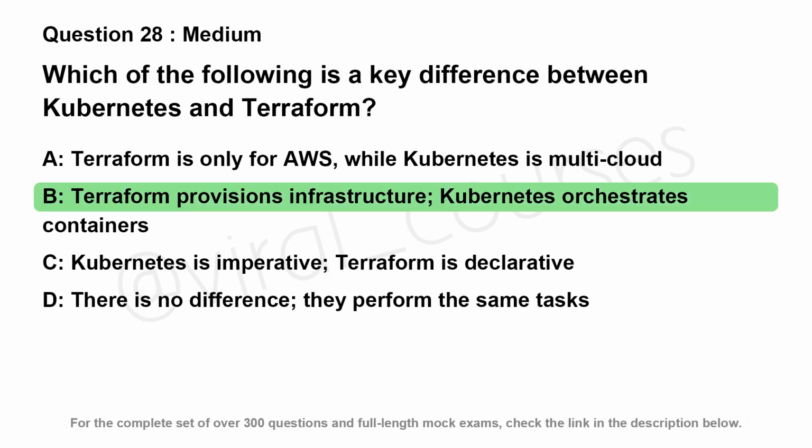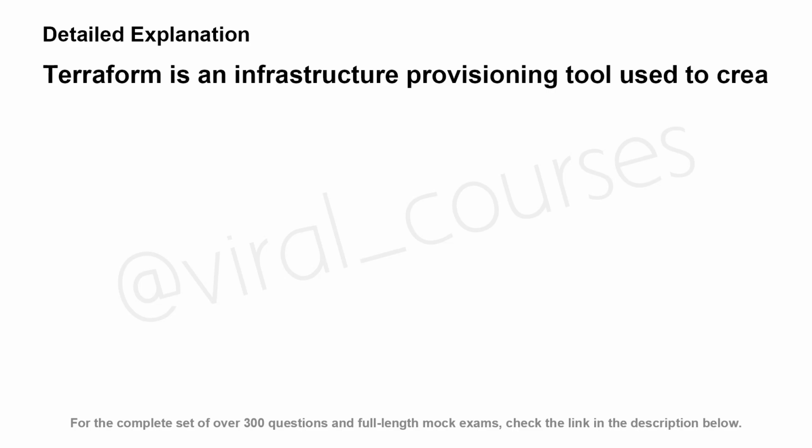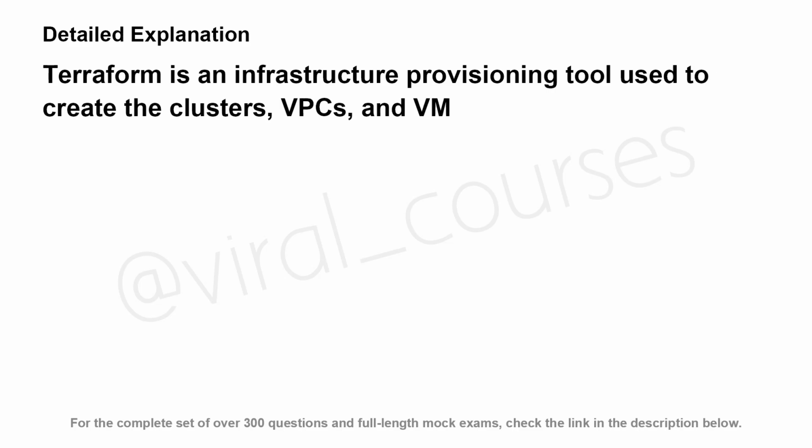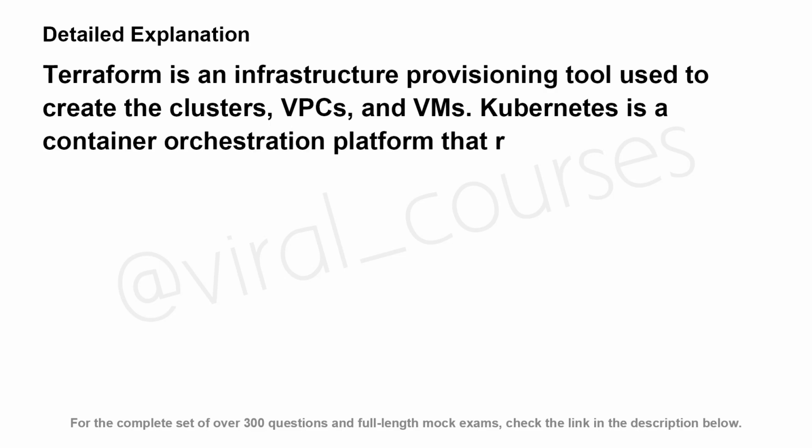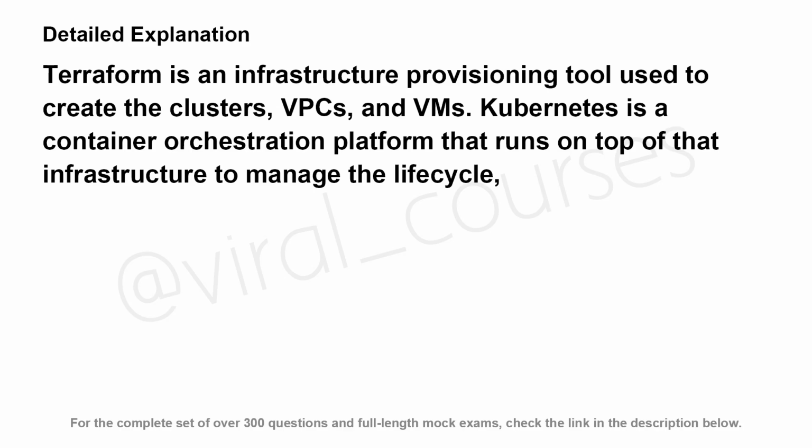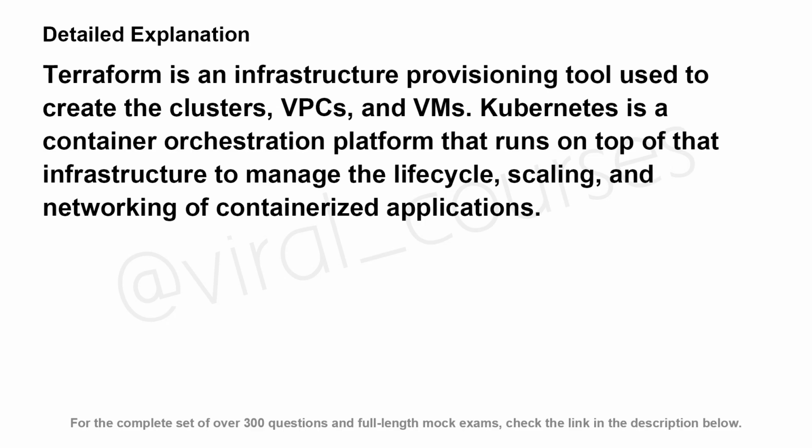The correct answer is B. Terraform is an infrastructure provisioning tool used to create the clusters, VPCs, and VMs. Kubernetes is a container orchestration platform that runs on top of that infrastructure to manage the lifecycle, scaling, and networking of containerized applications.